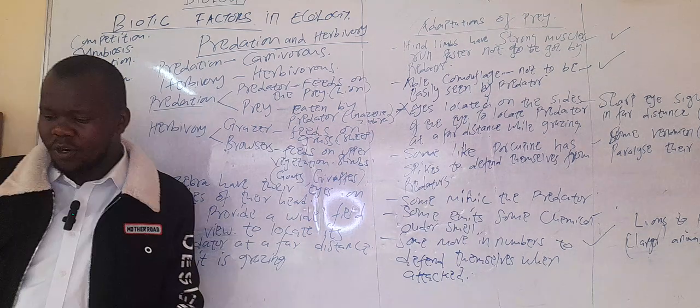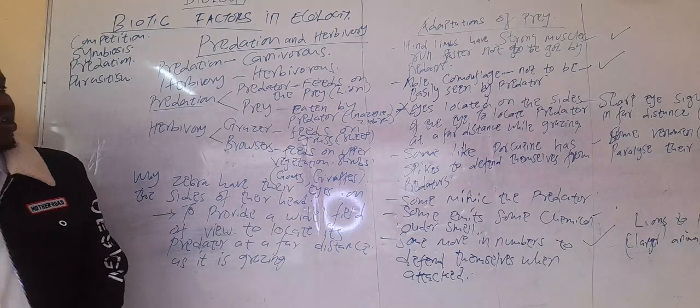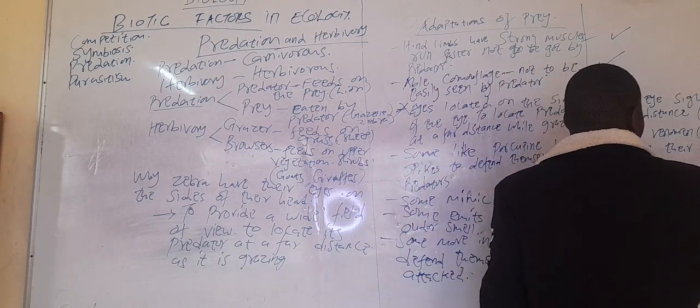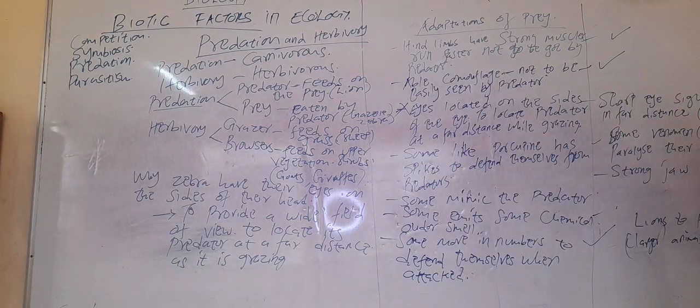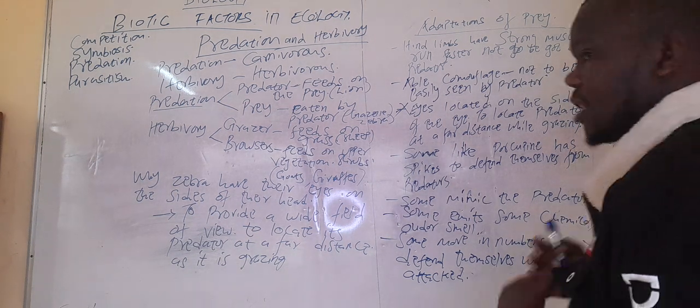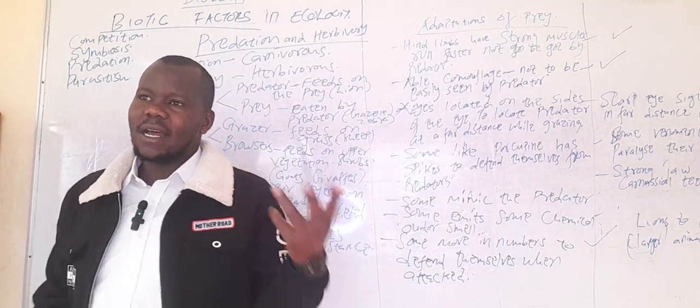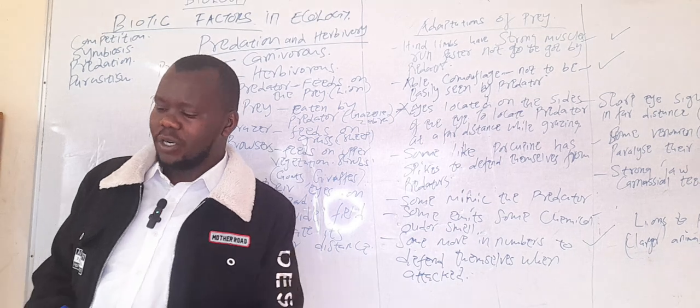So we are talking about venom, camouflage, and so on. Some will have strong jaws. Others having strong jaws with carnassial teeth. And the advantage for that is in terms of what? Crushing the bones, and then removing the flesh from those bones. That is the function of the canines and carnassial teeth.